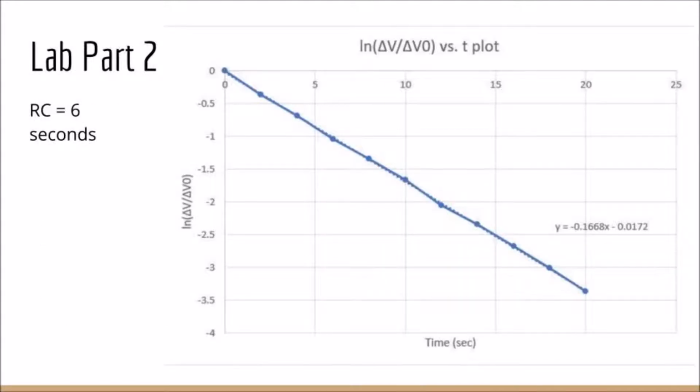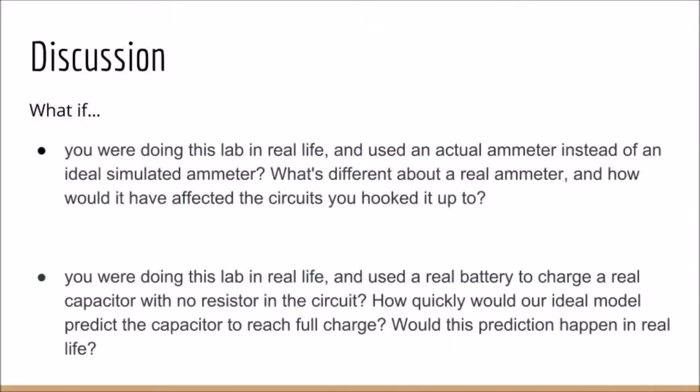The current direction when charging is counterclockwise, but when it's discharging, the current is clockwise. And it takes around 20 seconds to charge and discharge the 10 ohm bulb, and 40 seconds to charge and discharge the 20 ohm bulb. In the second part, I graphed the natural log of delta V divided by delta V initial versus the time passed in order to find the RC constant. And after solving for RC, I got 6 seconds, which matched with the RC constant of the simulator.